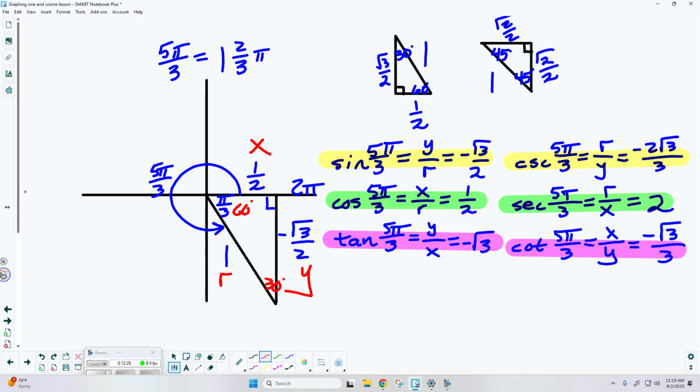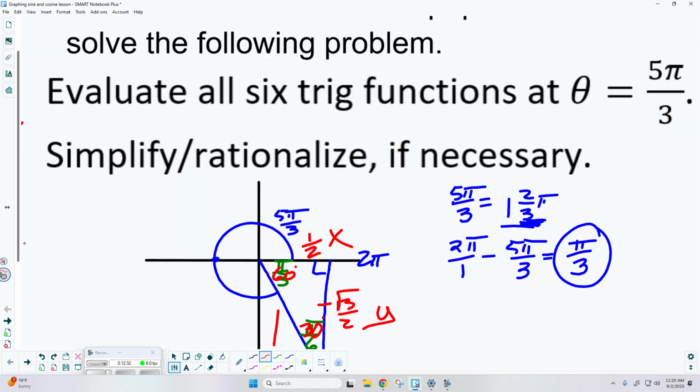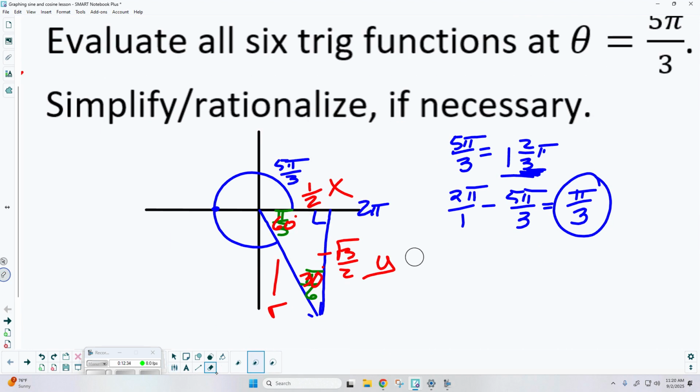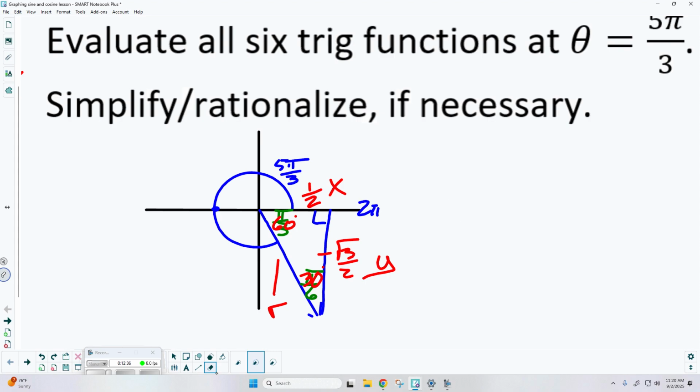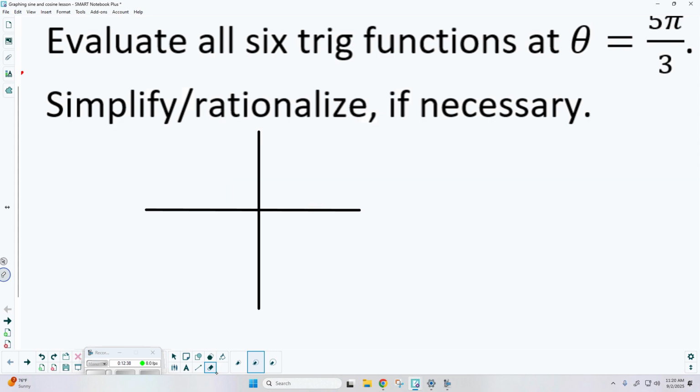Okay, fantastic. Good. Let me go ahead and erase this, and we're ready to start. Let's go ahead and take a look at sine and cosine.